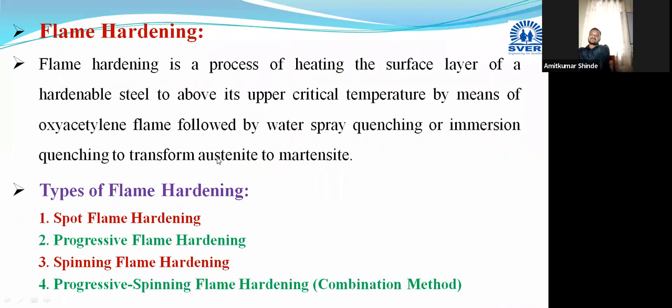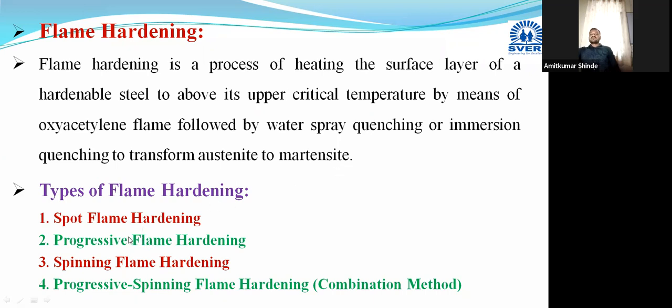Then we have discussed flame hardening. This is without changing the composition of the surface. We can do the hardening with the help of flame hardening. Just with an acetylene flame, the steel component is heated above a critical temperature and it is directly quenched in water by water spraying or immersion technique to transform austenite to martensite.